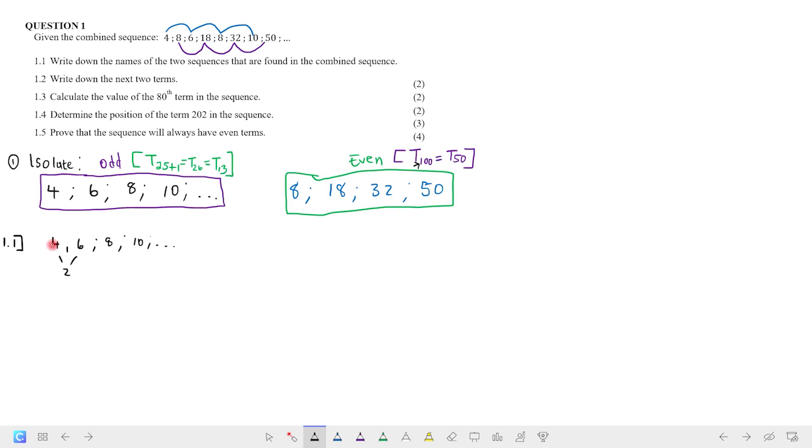So let's start by testing whether it's the arithmetic sequence. 6 minus 4, 8 minus 6 is 2. As you can see here, we're getting a common difference. Therefore, this is arithmetic.